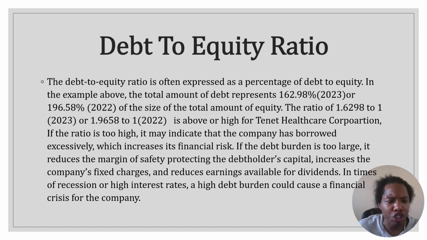If the ratio is too high, it may indicate the company has borrowed excessively, which increases its financial risk. If the debt burden is too large, it reduces the margin of safety protecting the debt holder's capital, increases the company's fixed charges, and reduces earnings available for dividends. In times of recession or high interest rates, high debt burdens could cause a financial crisis for the company.